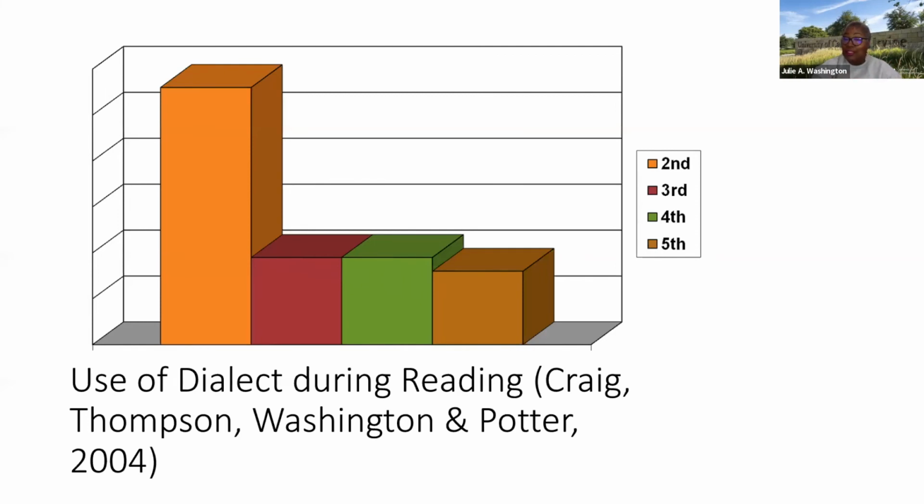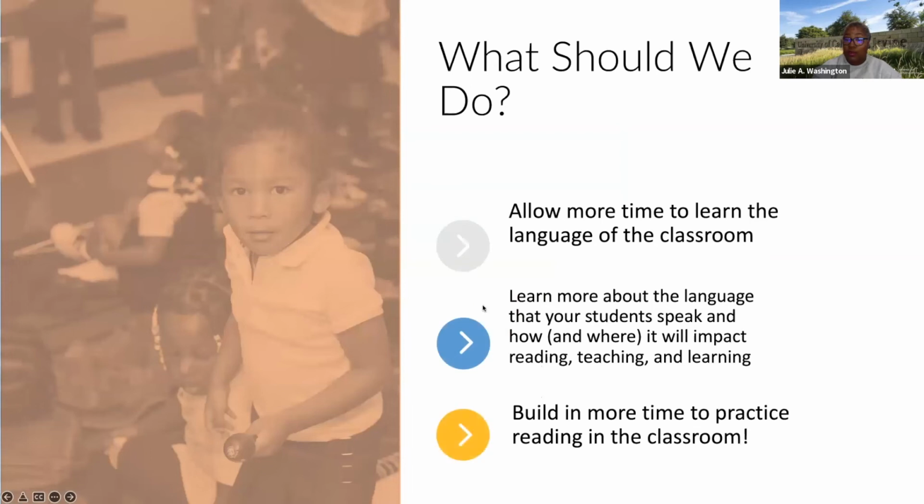How many kids is this? This is two-thirds of African-American English speakers who are using dialect during reading. And still in second grade, and then by the time we get to third and fourth grade, a third of kids are still using a lot of dialect. That's a lot of kids. And many of them won't make this shift given the way that we're currently teaching reading. So what should we do?